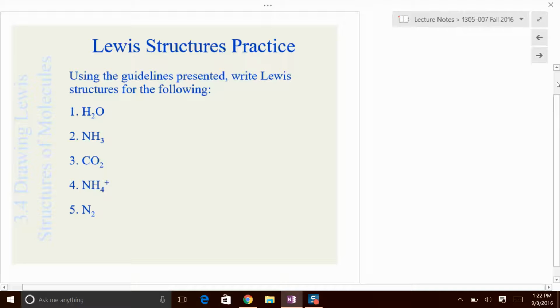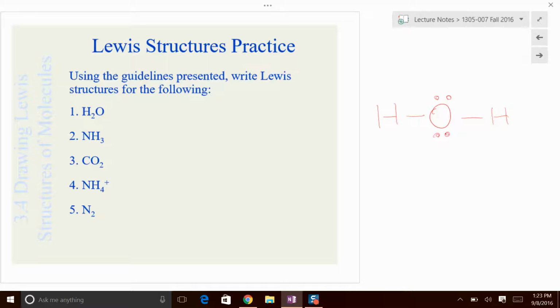Okay, so let me just go over a few of these now that you guys practice them, because I'm going to clarify a few things that I see as common mistakes, okay? So let's start with water. Oxygen's in the middle, surrounded by 2 hydrogens. I start everything with 8 electrons on it, except for hydrogen, because hydrogen can only have how many electrons total? 2. Okay, so this is my starting structure for water.